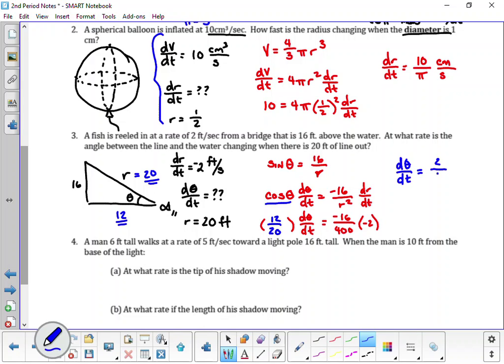Okay, 2 over 15, and then theta is in radians, and 15 is in seconds. Radians, time is in seconds. Radians per second. Cool?